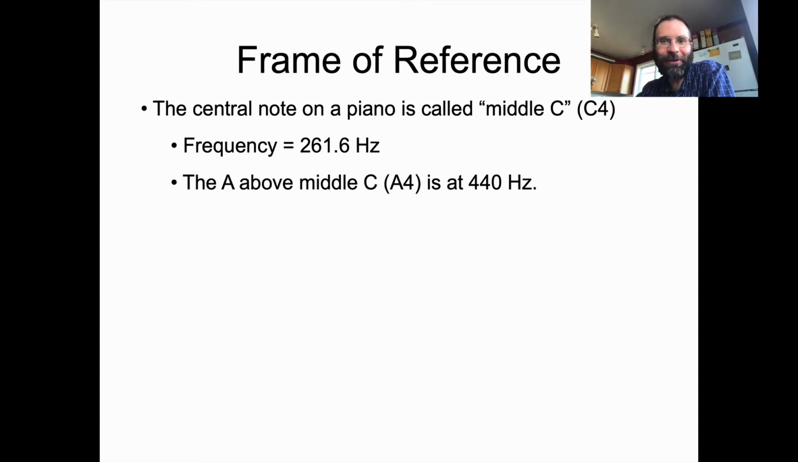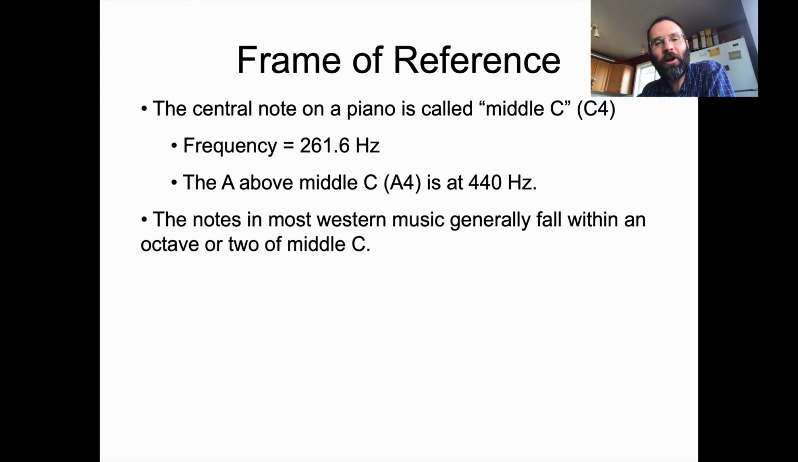Anyways, so the central note is called middle C. It's about 261.6 hertz, and the A above that is 440 hertz. And most notes in Western music will generally fall within an octave or two of middle C, with some exceptions, which are kind of fun.